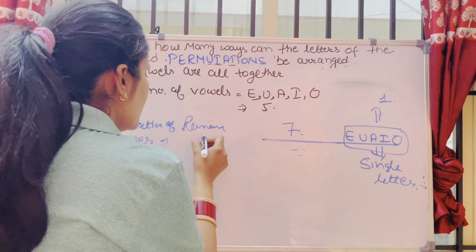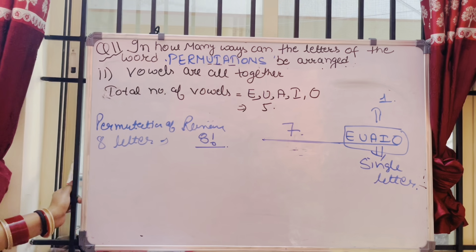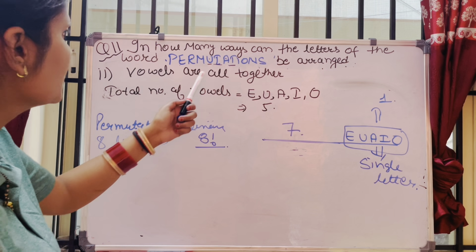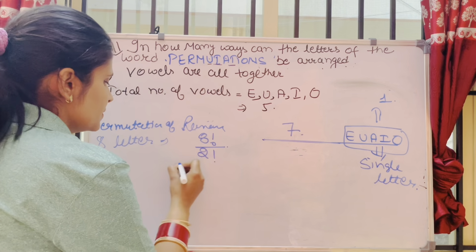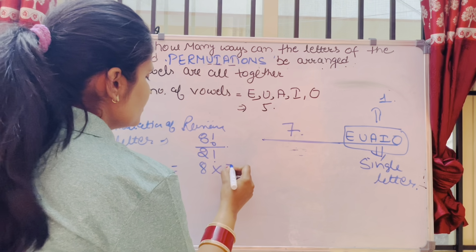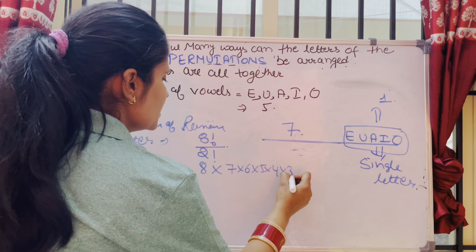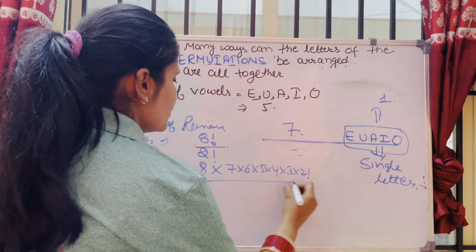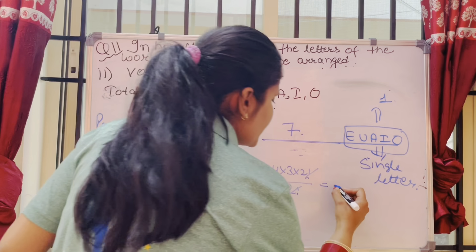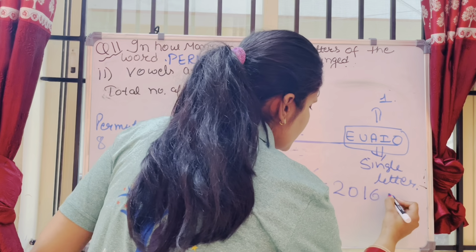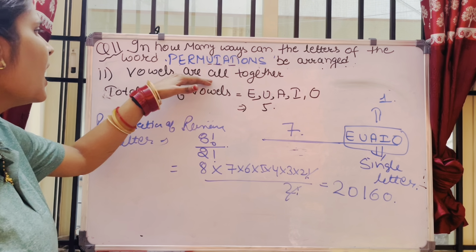So 8 factorial upon 2 factorial, since T comes in 2 times. So 8 into 7 into 6 into 5 into 4 into 3 into 2 factorial, and the 2 factorials cancel out each other. You will get the answer 20,160. So vowels are all together.